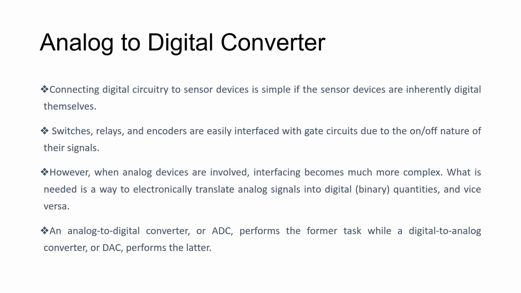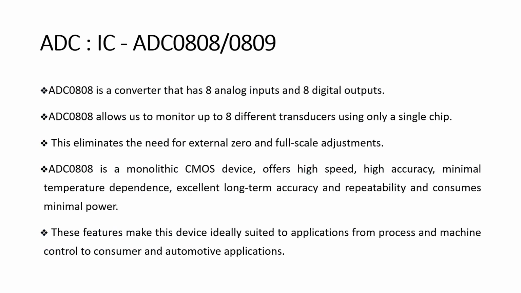Connecting digital circuitry to sensor devices is simple if the sensor devices are inherently digital themselves. Switches, relays and encoders are easily interfaced with gate circuits due to the on-off nature of their signals. However, when analog devices are involved, interfacing becomes much more complex. What is needed is a way to electronically translate analog signals into digital quantities and vice versa. An analog to digital converter or ADC performs the former task while a digital to analog converter performs the latter.